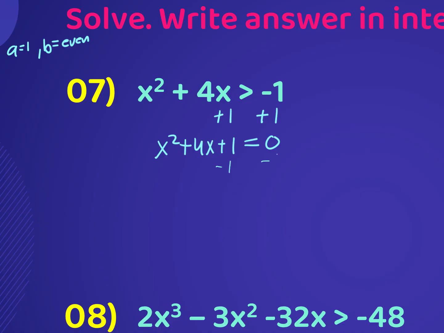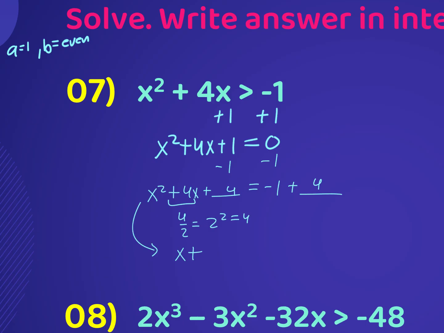Hopefully you remember that process. I can move the 1 to the other side. I get x squared plus 4x plus a little blank equals -1 plus a little blank. In that blank is going to go b over 2 squared. So I'm going to do 4 over 2 squared. 4 over 2 is 2, and 2 squared is 4. Then this side is going to become a perfect square trinomial, so it's going to be x plus 2 squared equals -1 plus 4, which is 3.